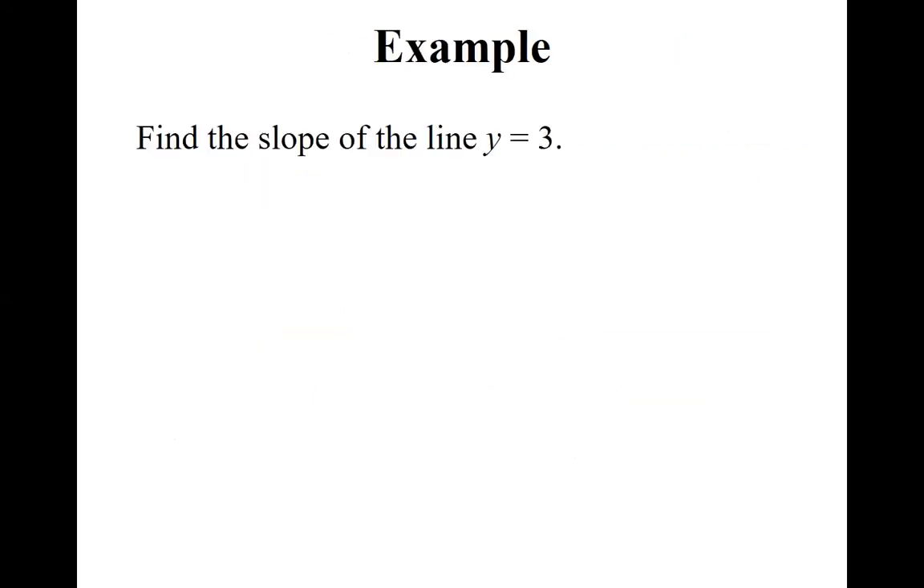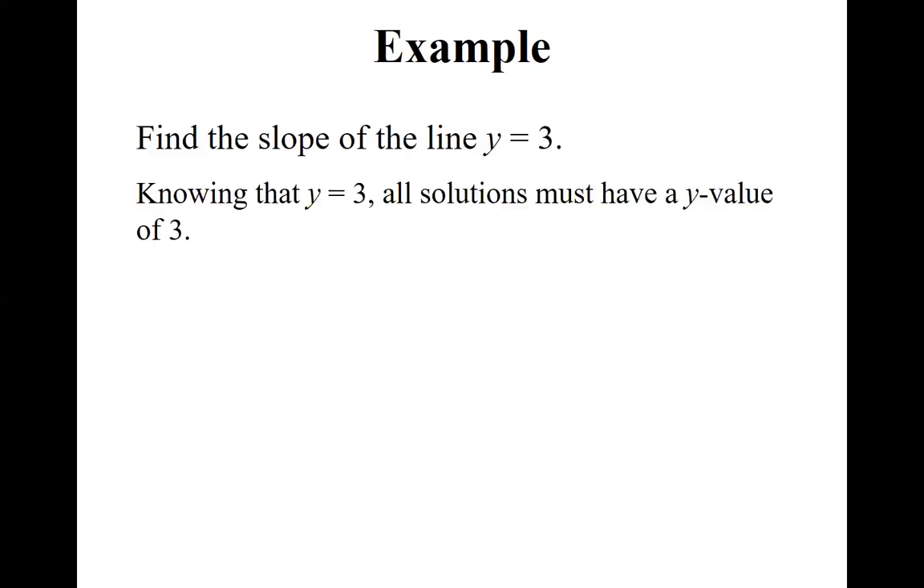Now let's find the slope of the line y equals 3. Well, again, knowing that y equals 3, all solutions must have a y value of 3. So let's pick any 2 points that have a y value of 3. Maybe 0, 3, maybe 1, 3, maybe 2, 3, maybe 3, 3. We're going to use 5, 3, and 7, 3. But we just pick those at random. They don't have to be 5 and 7. We just need 2 points where y equals 3 to plug into the slope formula.